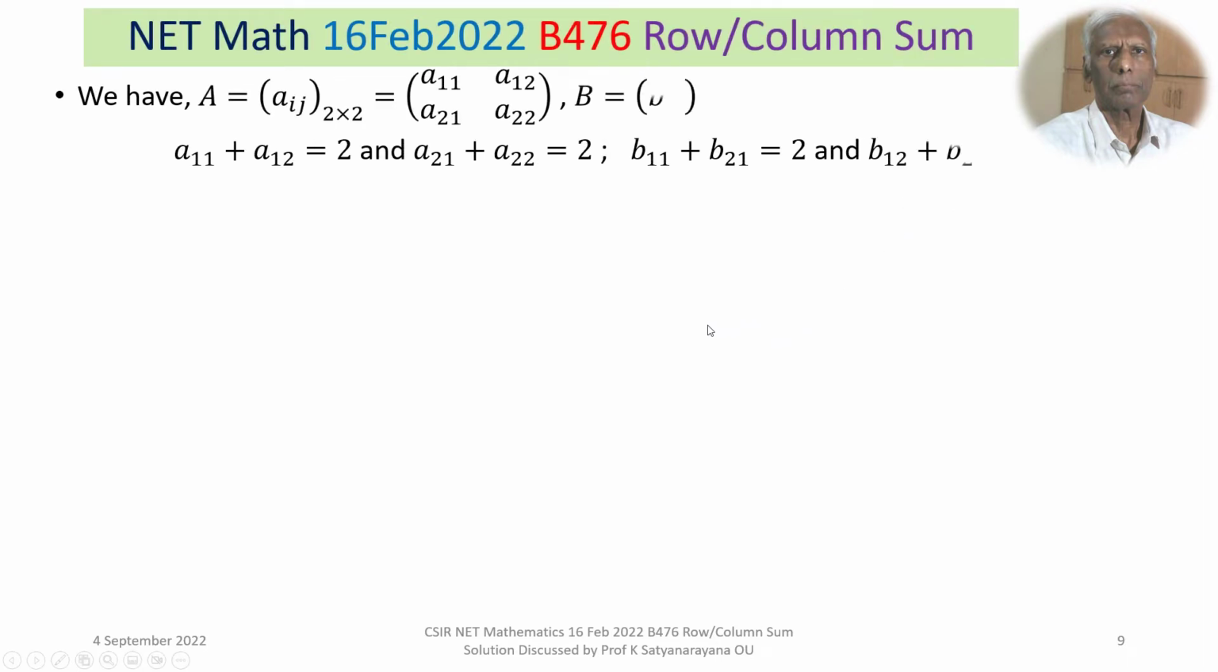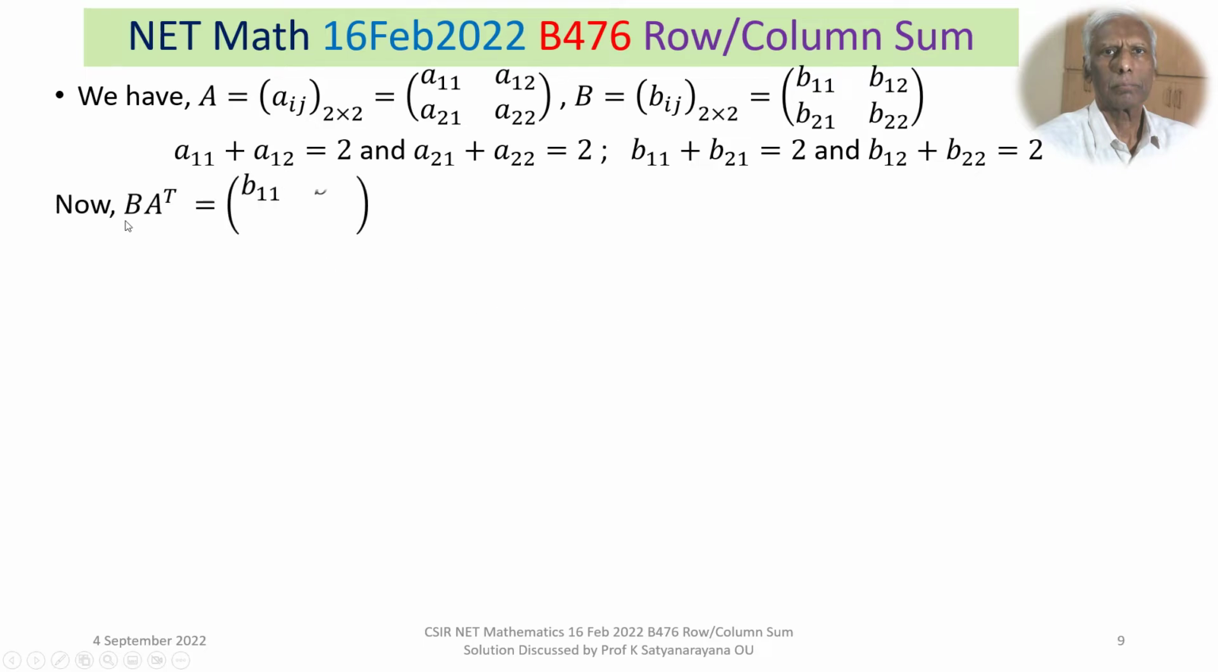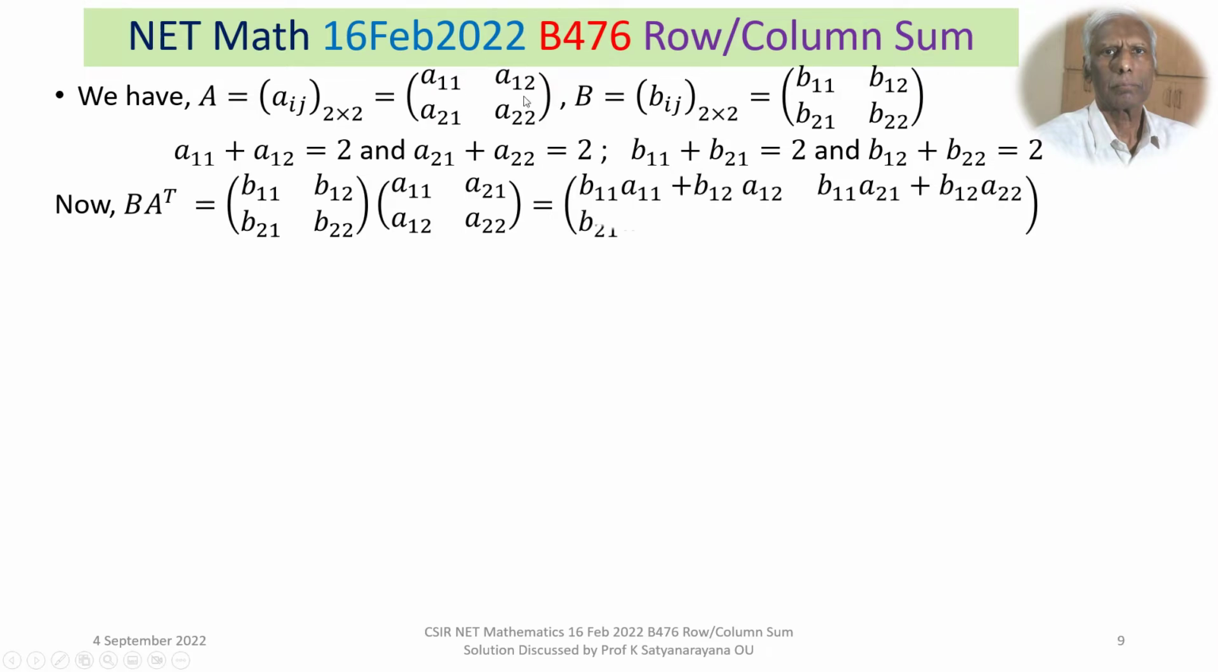So that is what we have. And now BA transpose, B is the matrix here, and A transpose has A11, A21. The first row is written as the first column, the second row is written as the second column. We multiply in the usual way. So the multiplication is done here. First row, first column, this element. Second row, first column, this element. The first row, second column, this element. And the second row, second column is this element.